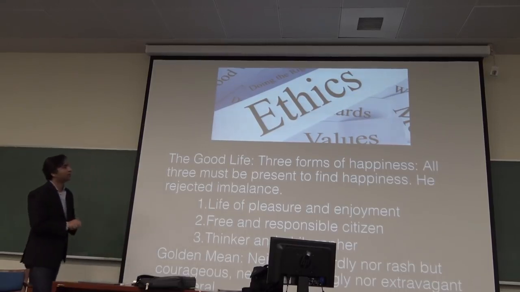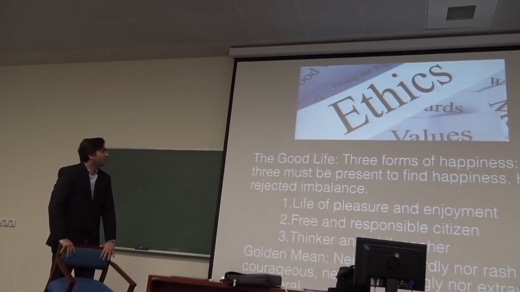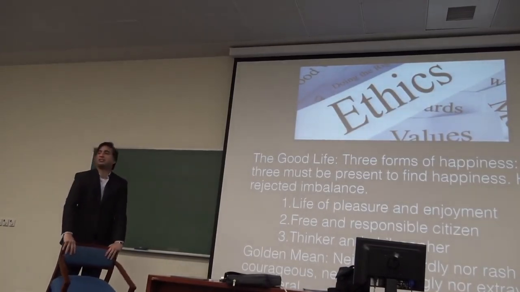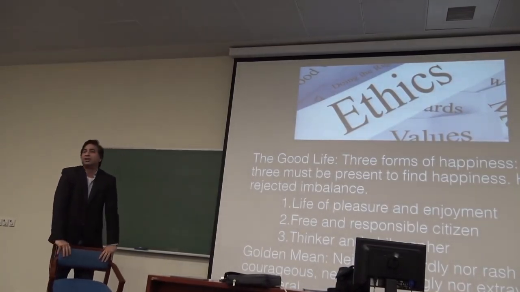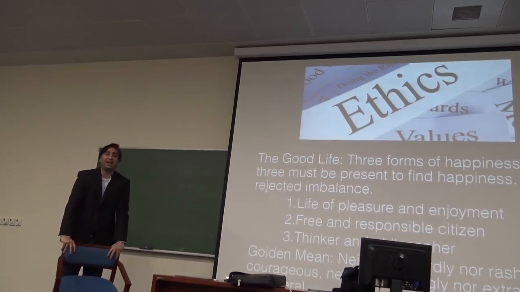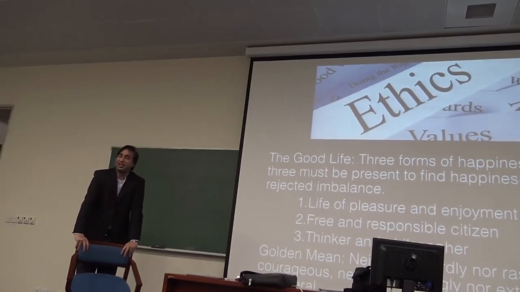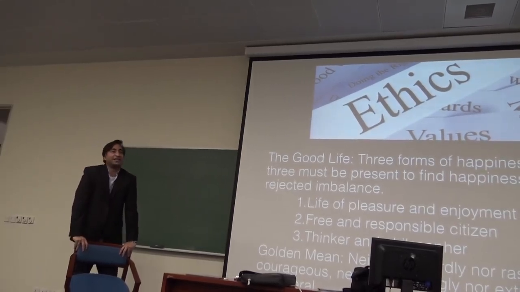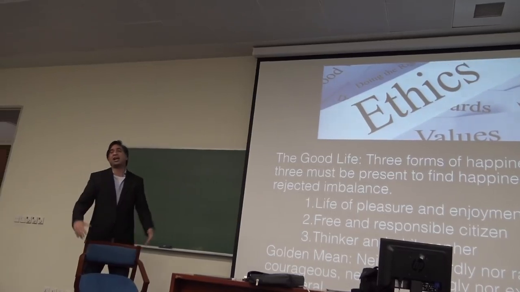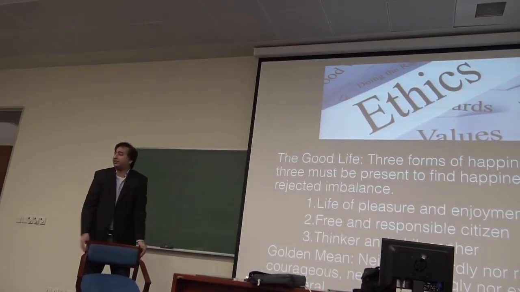So for Aristotle, he says, there are three forms of happiness that we have. What are they? Well, first of all, is a life of pleasure and enjoyment. I go out with my friends, I go to eat at Nando's, I have a chocolate cake. Oh my God, it is so sweet. It has enough calories to last you for an entire week. And I am over the moon, I'm happy. Okay, it's not some great intellectual activity, but I like it, okay?